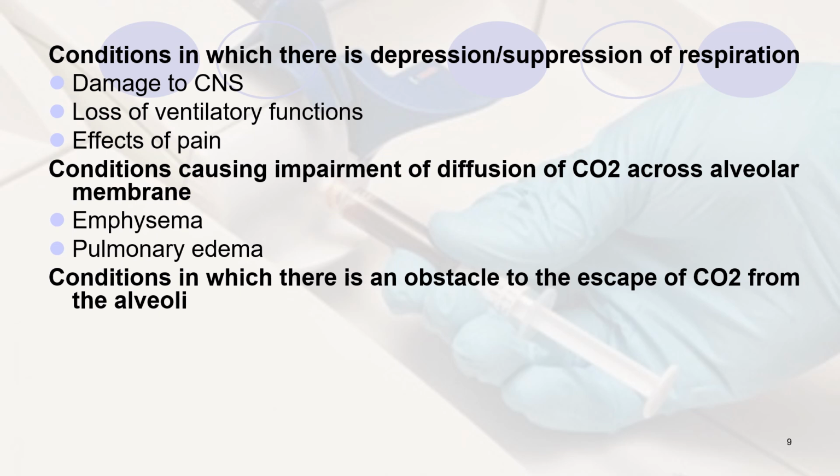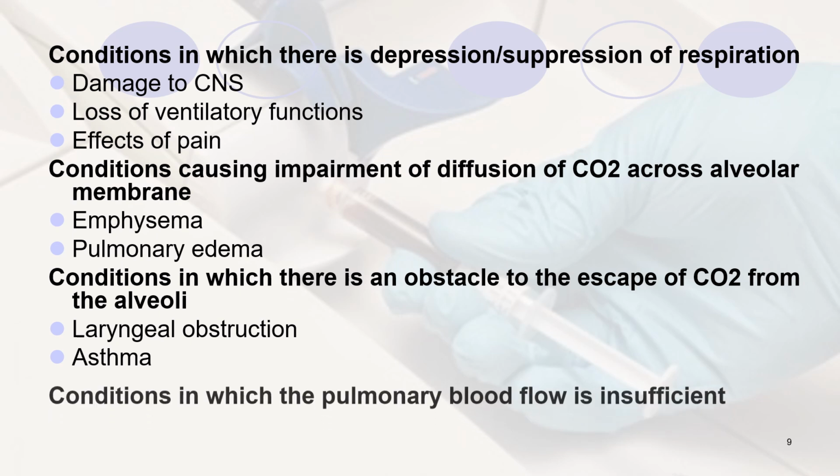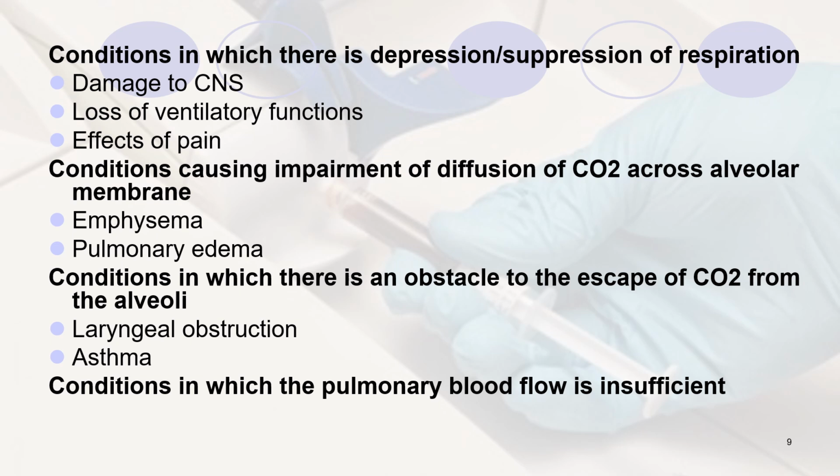Usually in gas exchange, oxygen is taken up into the capillaries, and carbon dioxide is removed through our lungs. So in situations where there is no way for carbon dioxide to move out, such as laryngeal obstruction and asthma, these obstructive lung diseases prevent the escape of carbon dioxide from the alveoli. And in conditions where pulmonary blood flow is insufficient, especially congenital heart disease, there is decreased oxygen transport, otherwise decreased blood circulation throughout, and that will prevent gas exchange.